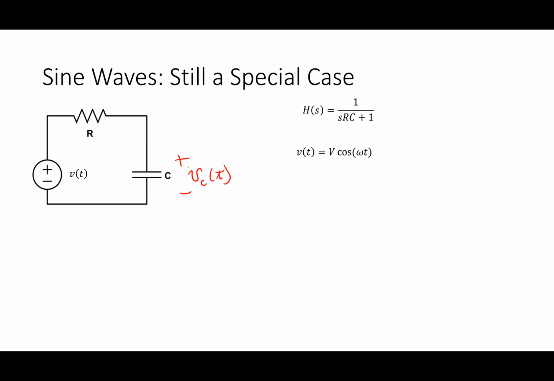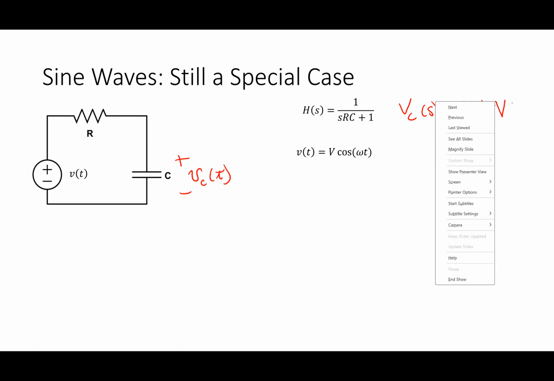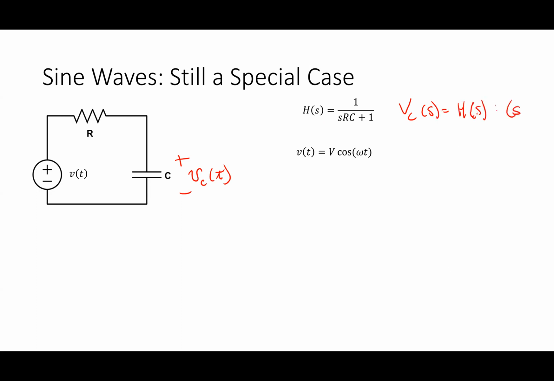if I took this over to the Laplace domain, I would get H of s as my transfer function, and that would be the relationship: V sub c would be that H of s times whatever V of s is. Well, let's say my input is v of t equal to some amplitude V times cosine omega t, and let's again say that I applied that at t equal to 0.